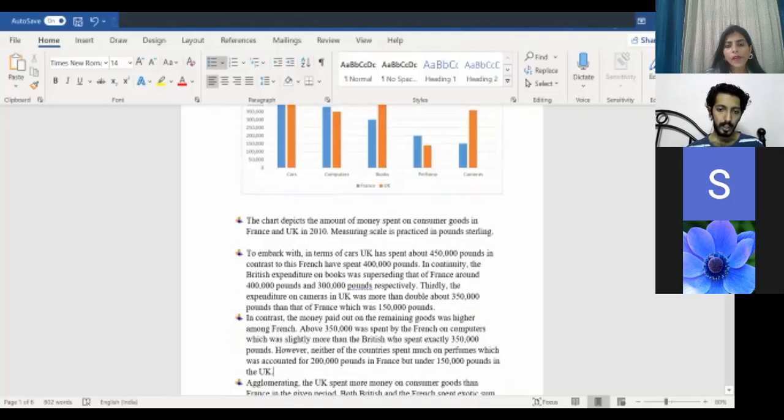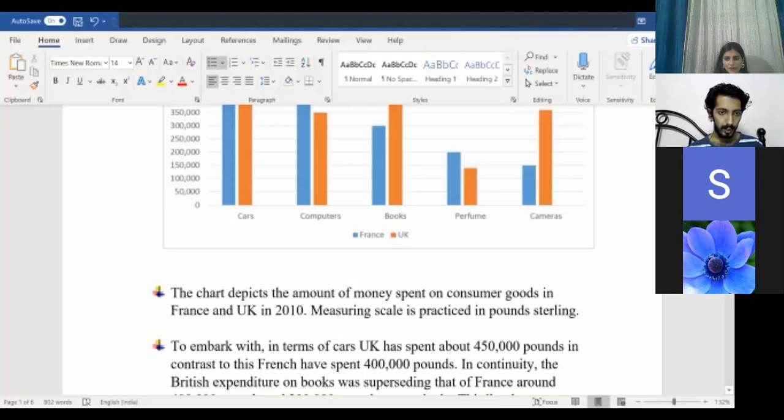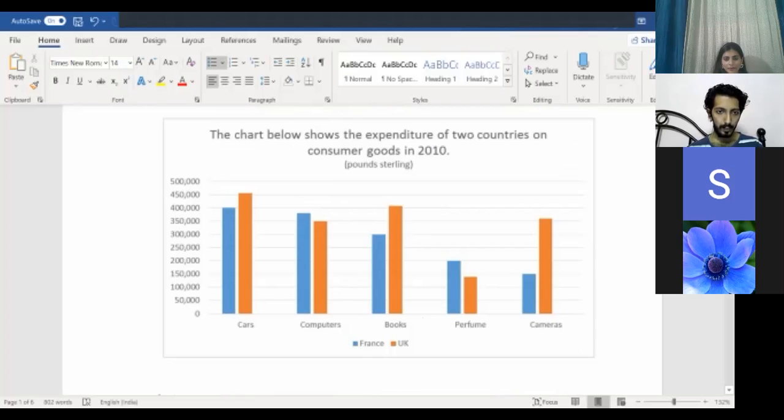So in contrast, about 350,000 pounds was spent by the French on computers, which was slightly more than the British, who spent exactly 350. Again, going back to this, let me zoom in for a second. You see computers, and this is on the line of 350, and this is on the line of more than 350.